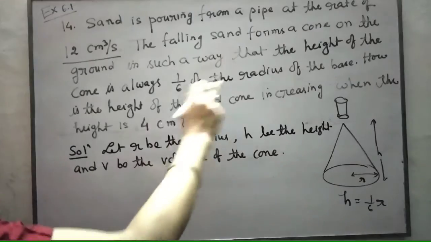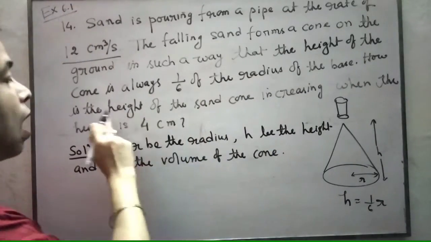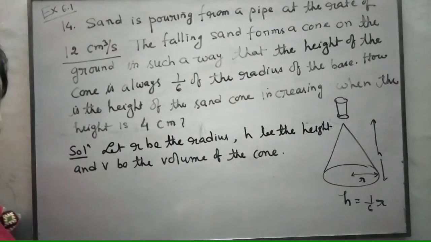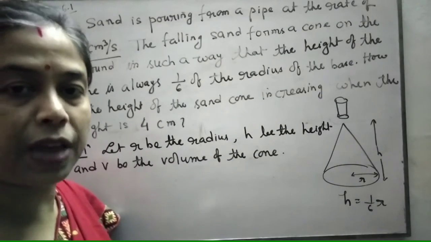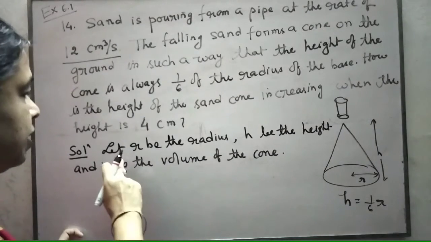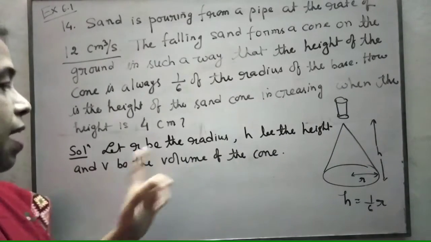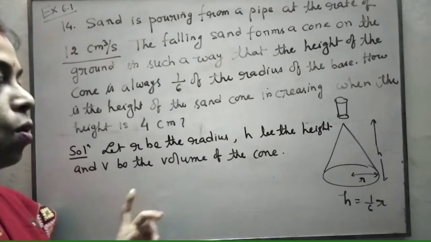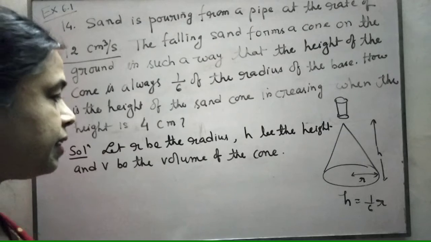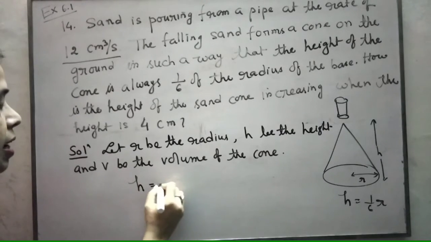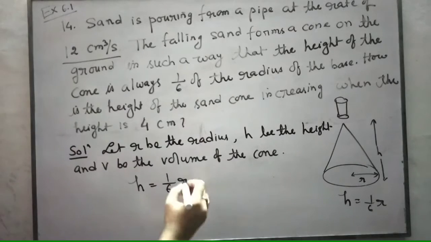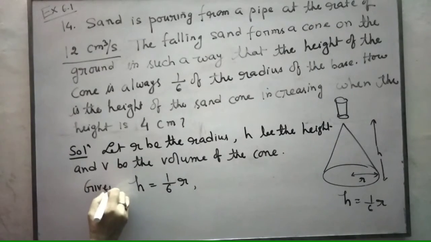Okay. So after that, what is to find out? How fast is the height of the sand increasing when the height is 4? So the rate of change of height we have to get at the instant when the height is 4 centimeter. Here we have considered let r be the radius, h be the height and V be the volume of the cone. We have considered all these symbols we are going to use. Now it is given in the question that height is 1/6 the radius. This is given.